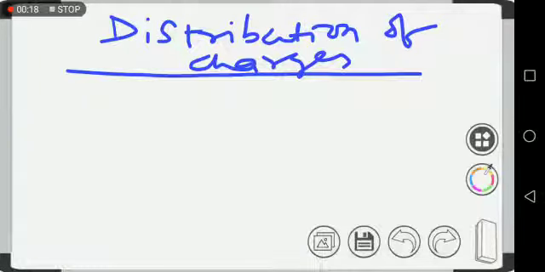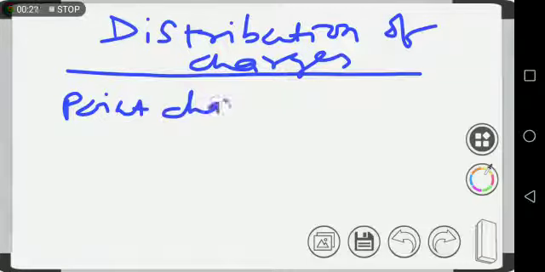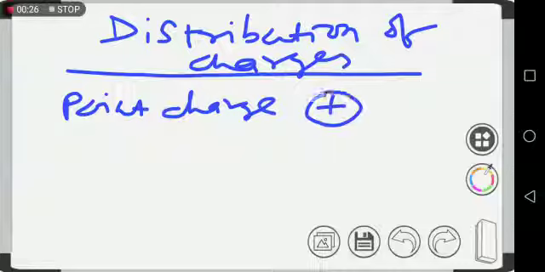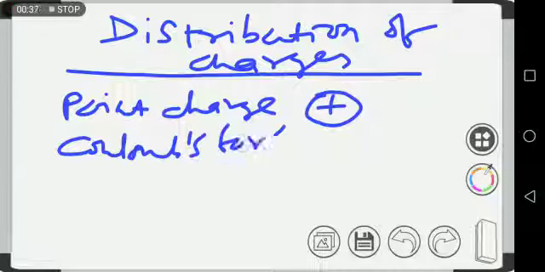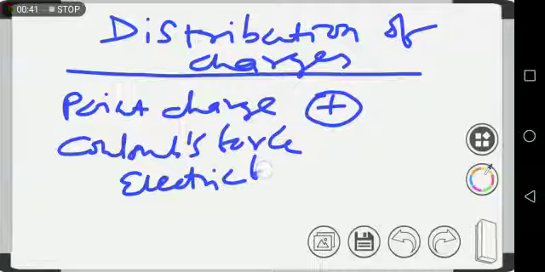We have always seen a point charge. A point charge is a charge given to a body having a dimension of a point, and all this Coulomb's law and concept of electric field are applicable to this point charge. The basic formula is applicable to this point charge.